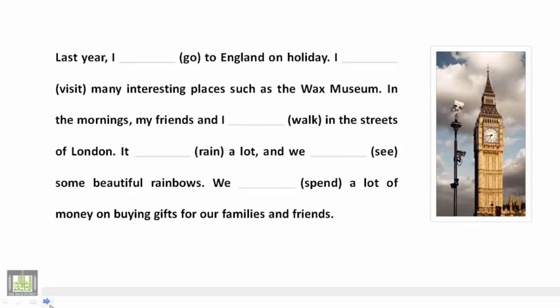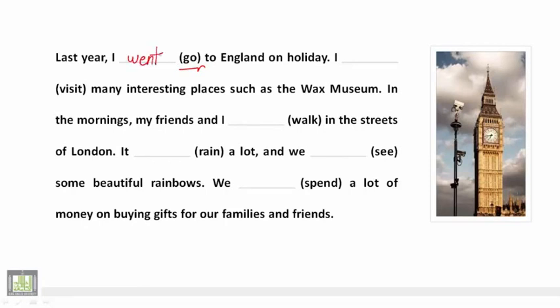Okay, let's start. Last year, so we know that we are talking about something in the past, so we have to use past simple tense. Last year, you see, we have to use the proper form of go to England on holiday, so I went.